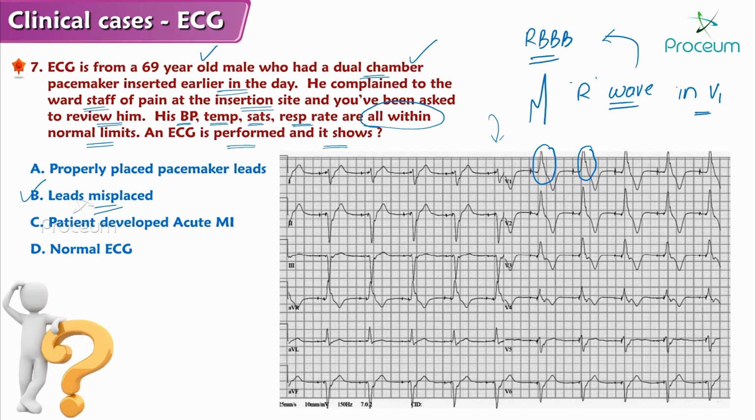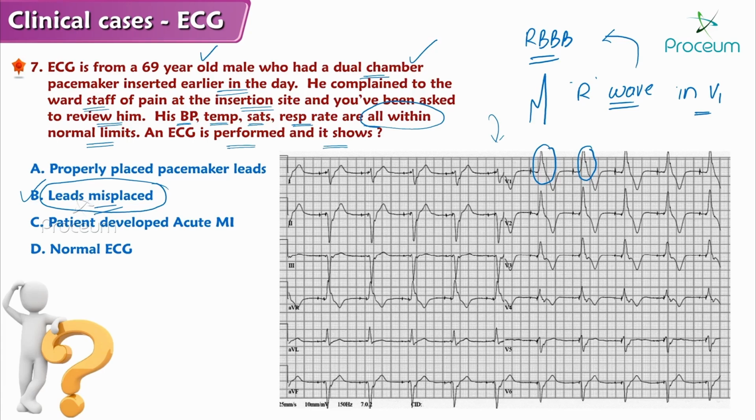So that means the lead which has to be placed in the right ventricle has misplaced into the left ventricle, and that is the reason why you are having the right bundle branch block morphology. So this is the ECG of the misplaced leads, right? Because if you are having RBBB morphology, what does that mean? That means that left ventricle is contracting first, then followed by that right ventricle is contracting. That is nothing but the meaning of the right bundle branch block.